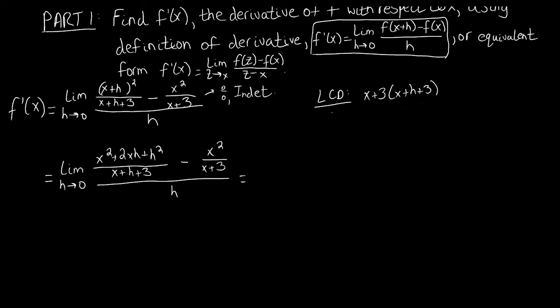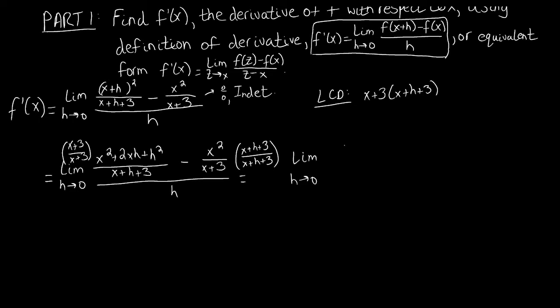Okay, so in order for this to be our LCD, we need to figure out what the denominator of each fraction is missing. And in this case, the second fraction is missing an x plus h plus 3 factor. So we're going to multiply the numerator and denominator of it by x plus h plus 3. And in the first fraction's case, we're missing x plus 3. So we're going to multiply the numerator and denominator of the first fraction by x plus 3. So now let's carry out that multiplication in this next step and see what our function becomes.